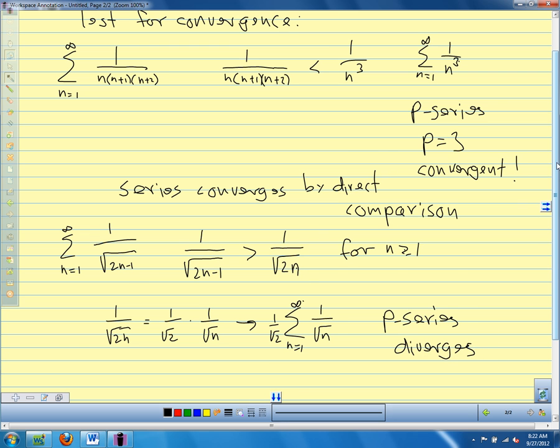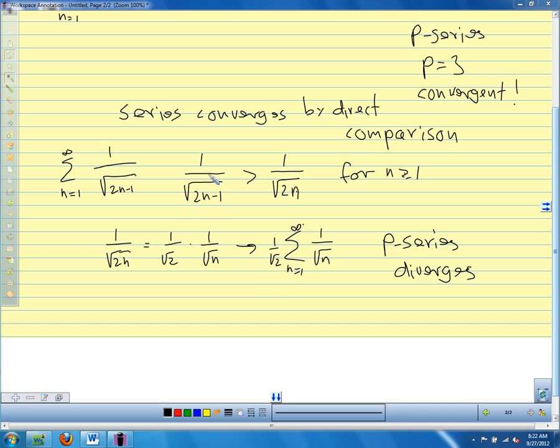So this series diverges. Our terms are greater than the terms of a divergent P series, so the series diverges by direct comparison. So direct comparison is nice. It's a very nice test to use. The hard part can be figuring out what series to compare it with.